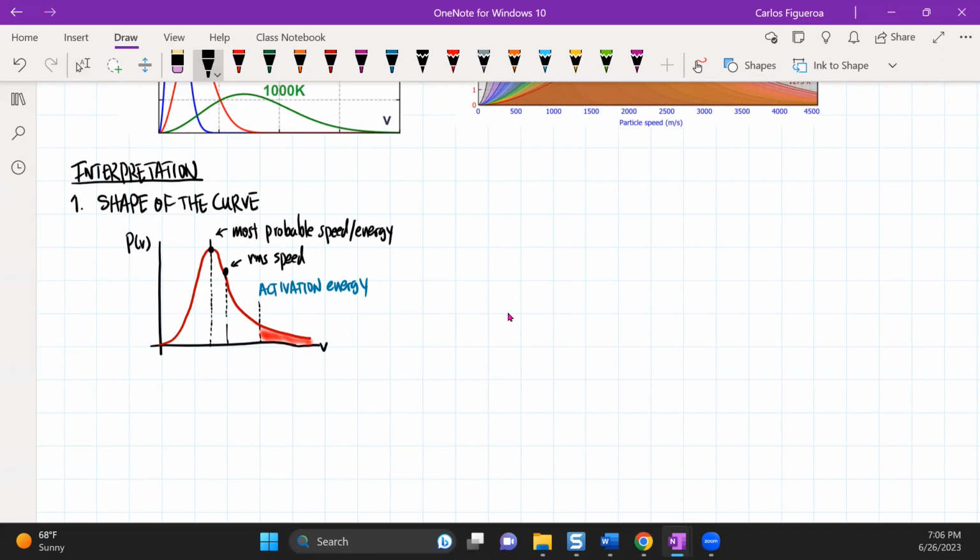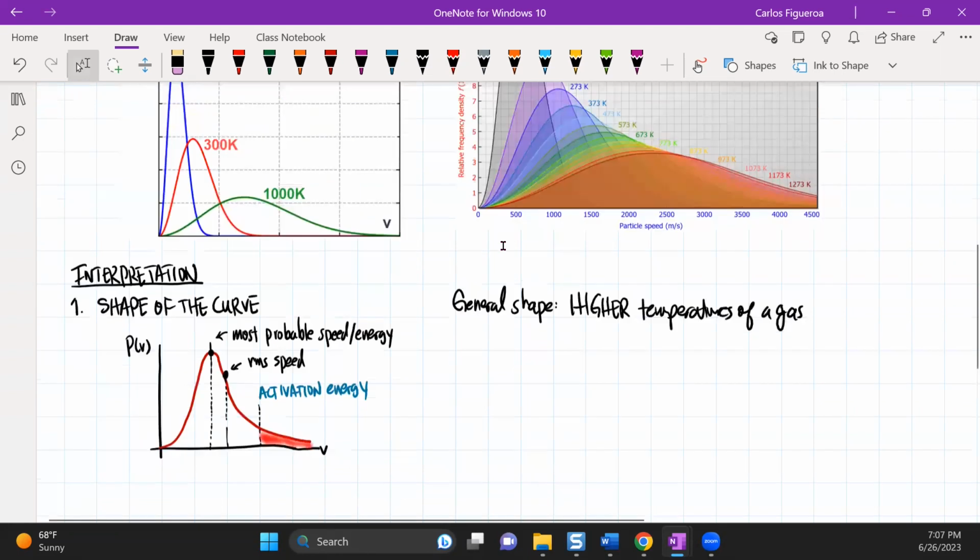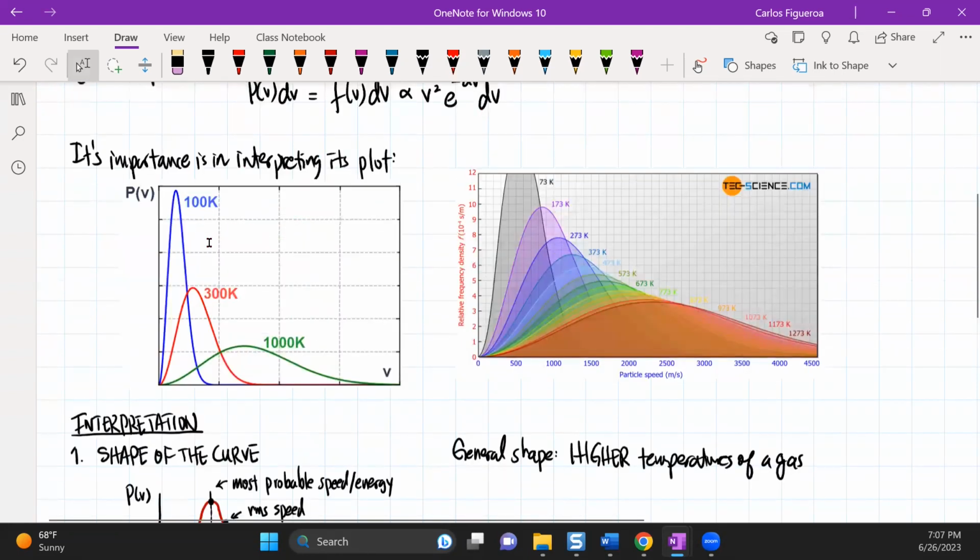So now let's discuss the general shape. How do you spell shape? I think this is it. What I'm going to look at is higher temperatures of a gas. Let's look at the left curve. This is 100K, this is 1,000K. There's a radical difference between the two.